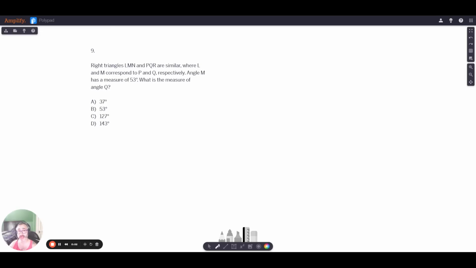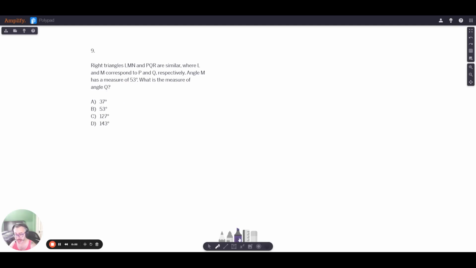Question 9 is a geometry question where vocabulary is very important. Right triangles LMN and PQR are similar, where L and M correspond to P and Q respectively. Angle M has a measure of 53 degrees. What is the measure of angle Q?